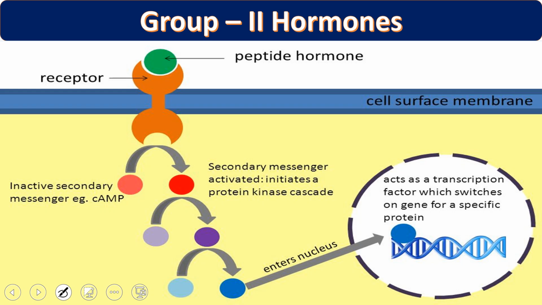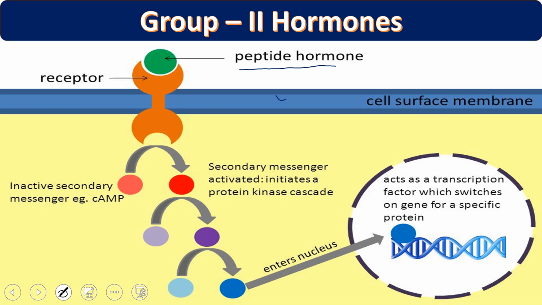Second group of hormones, which is water soluble. These water soluble hormones cannot cross the phospholipid plasma membrane. So they cannot be transported in. So they have to bind to a receptor which is present on the plasma membrane. So all the peptide hormones, all the amino acid hormones except T3, T4 bind to the receptor present on the plasma membrane.